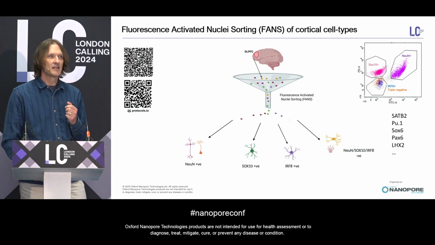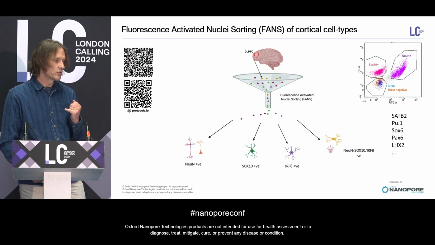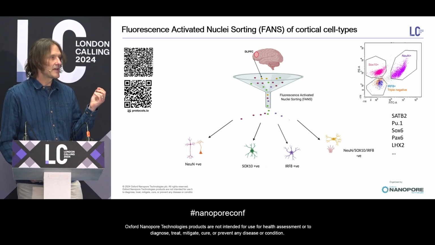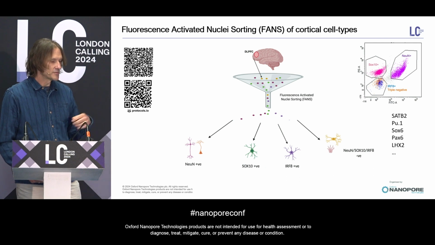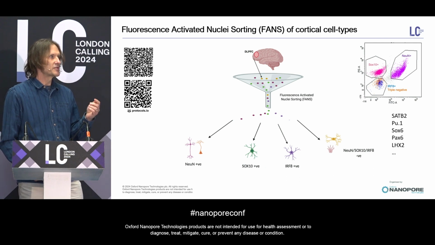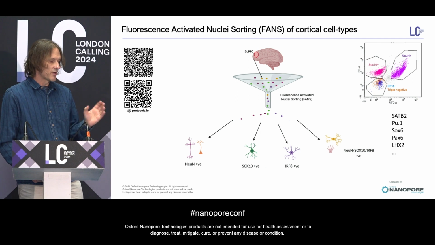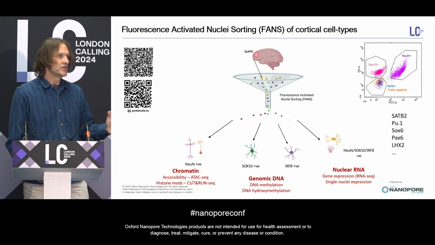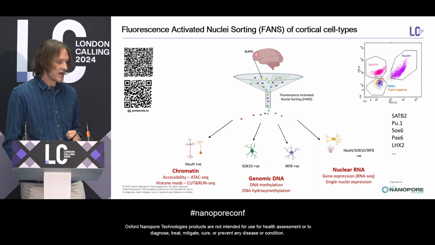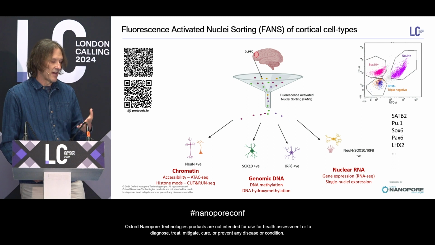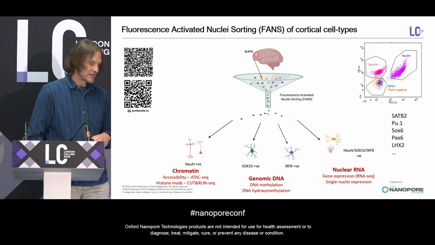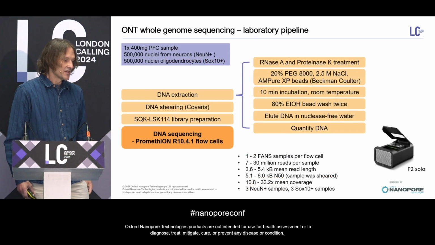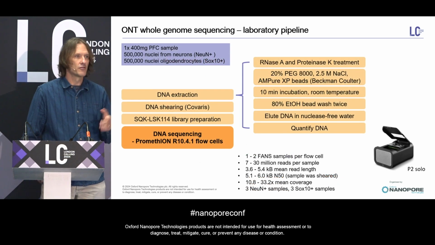So we've developed a protocol based on fluorescence activated nuclei sorting. We take brain tissue from post-mortem brains, and we use cell-specific DNA markers to sort these into different cell types. Then we can use these different cell types for our various epigenetic, transcriptomic and genomic analyses, and link these to various diseases. This is our laboratory pipeline.